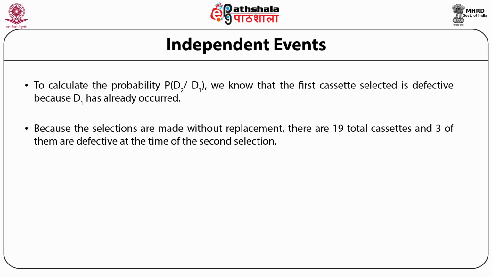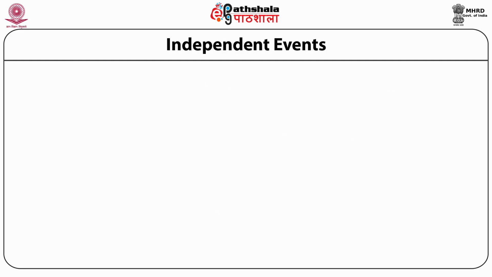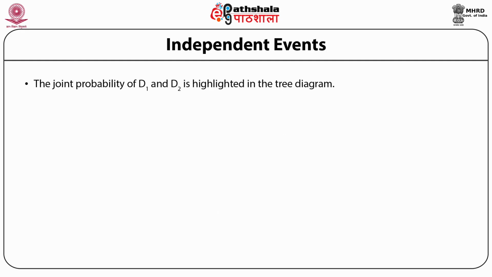Probability of D1 is 4 by 20. Probability of D2 when D1 has occurred is 3 by 19. Hence, the required probability of D1 and D2 is D1 multiplied by D2, the product of both. The joint probability of D1 and D2 can be highlighted in a tree diagram also.